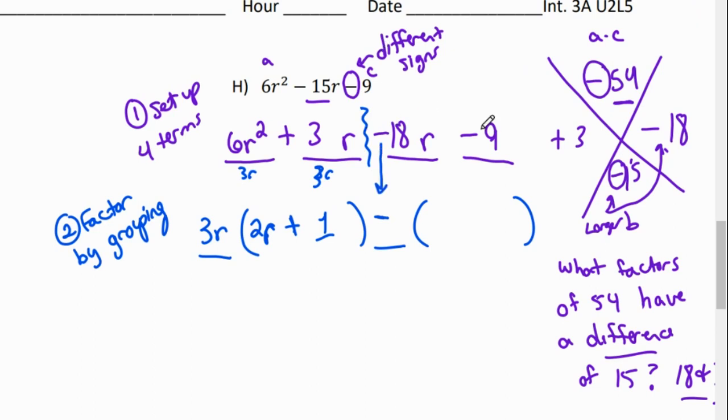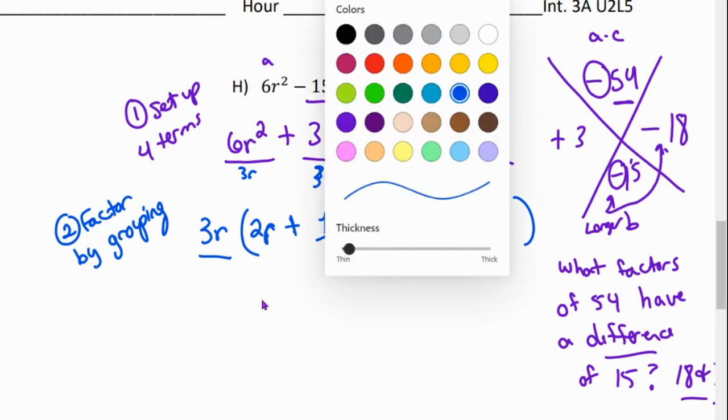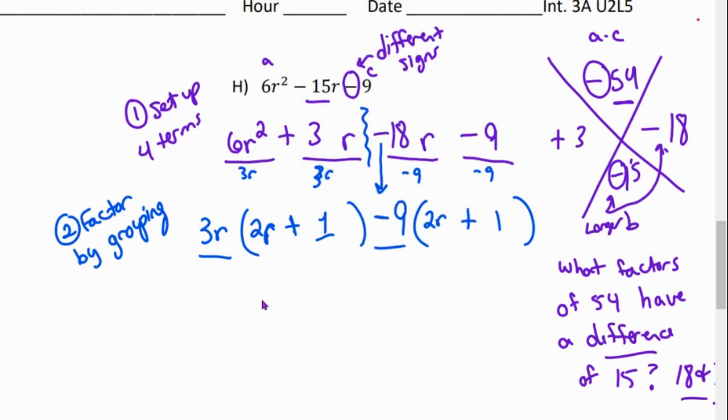Between 18 and 9, the greatest common factor is 9. Since it's negative, make sure you divide by a -9. So the negative divided by negative is going to be positive 2r. And the negative divided by negative will be a positive 1. So these binomials should match. If they don't match, then you either made a mistake or it can't be factored by grouping. So that's just the first step to factoring by grouping.